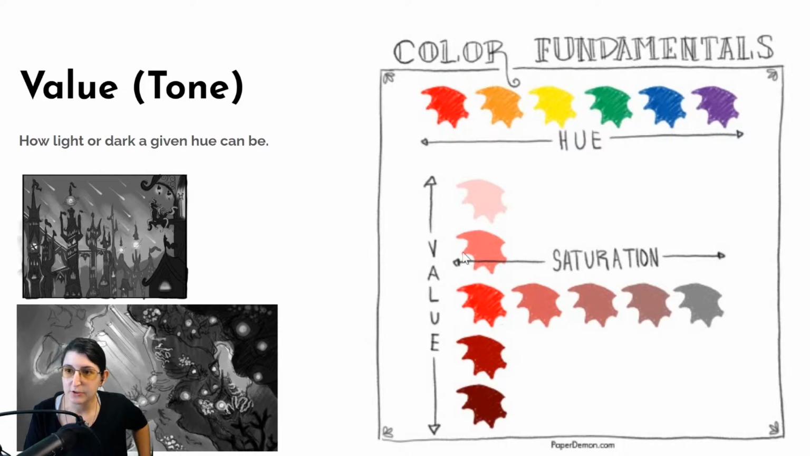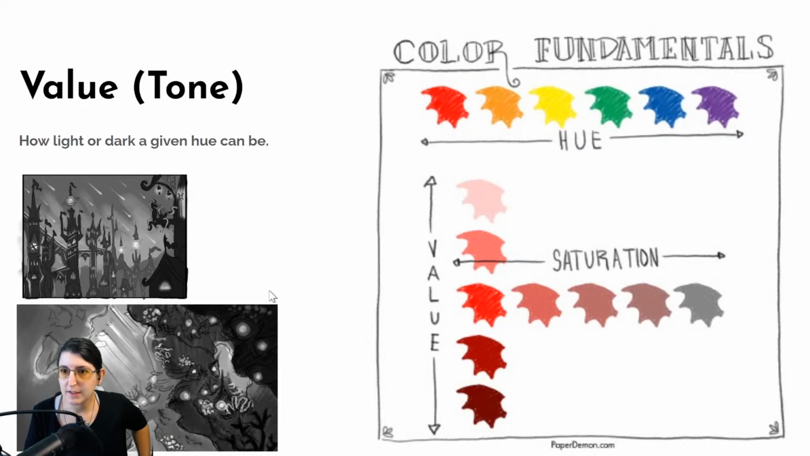And value, which is the main term I want you to understand, is having to do with how light or how dark something is. So if it's really, really light in value, it'll be up here. If it's really dark in value, it'll be down here. So these are 3 different terms that you'll hear artists use.